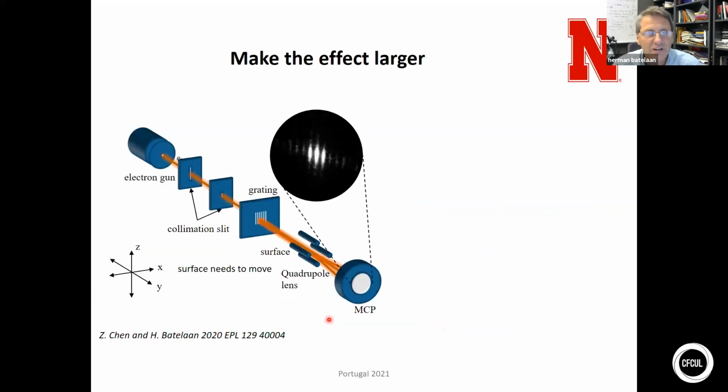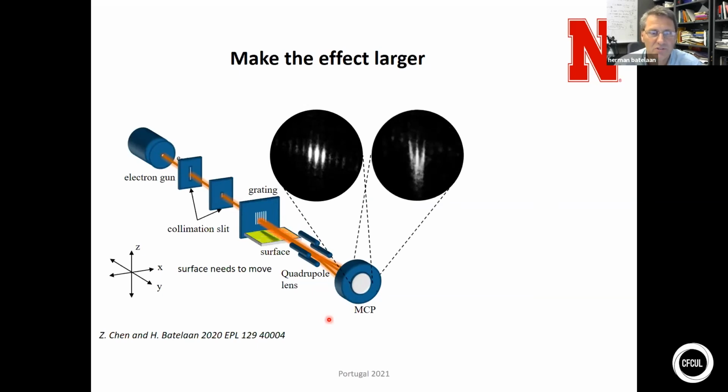So that's fine. We tried to make the effect larger. We published this in EPL. So this is without a surface, and this is with a surface. This is the diffraction pattern recorded from the grating. It's nice, with multiple orders resolved. This is when you put the surface close to the grating, and this is further away from the grating, and you say, oh, that's good. The contrast goes away. We're seeing the transition from quantum to classical dynamics.